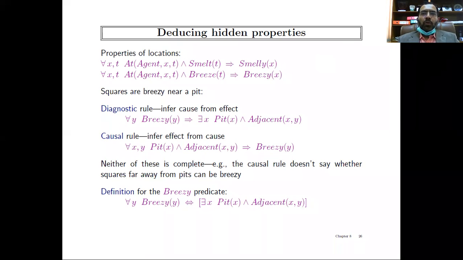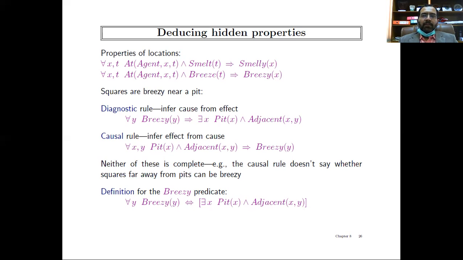Deducing hidden properties is another important aspect while we are representing our knowledge base in the form of first order logic or a predicate form of logic. Before explaining what is meant by hidden properties, I first want to introduce the concept of diagnostic rules versus causal rules.